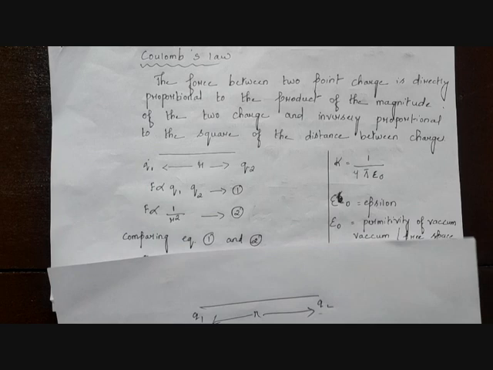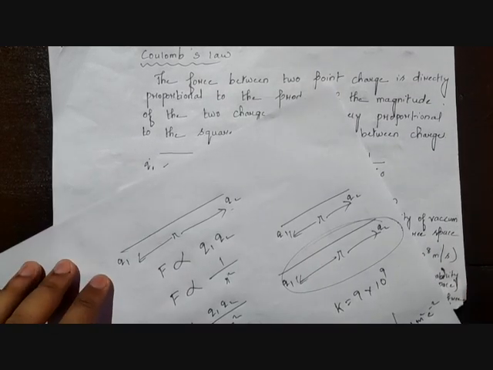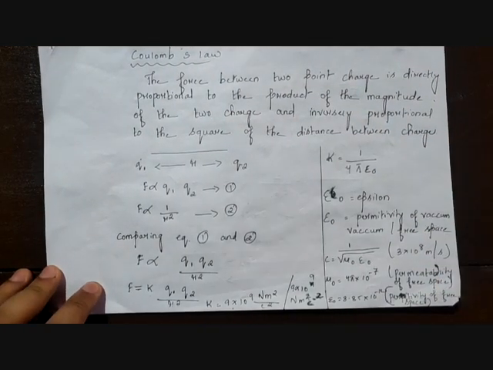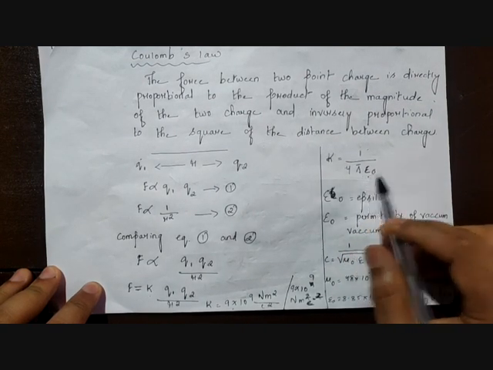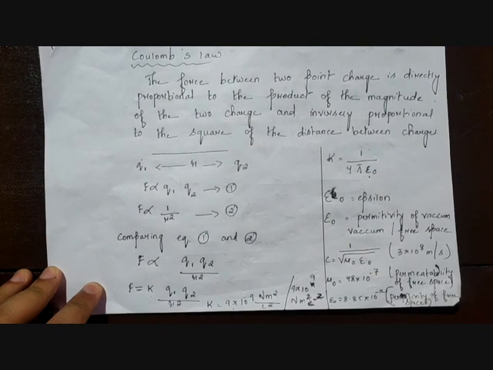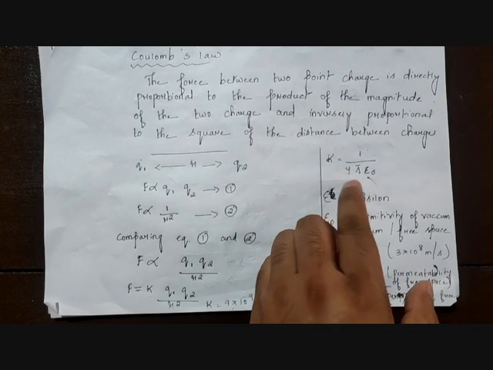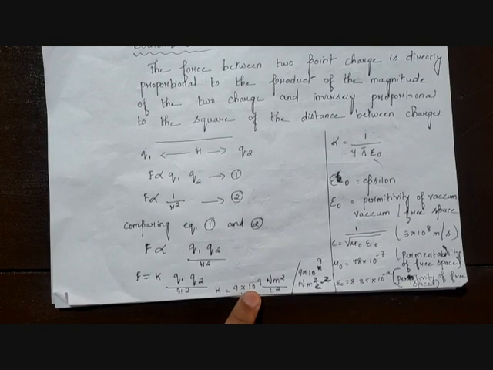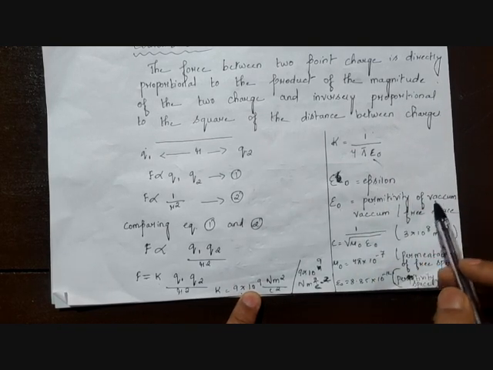Is it clear? Now remember one thing, it has a certain value and a certain equation too. See, k equals 1 by 4 pi epsilon naught. This is called epsilon, a Greek letter. If you evaluate this expression, you'll get the value 9 into 10 power 9. Clear? Now what is epsilon naught? It's called the permittivity of vacuum.